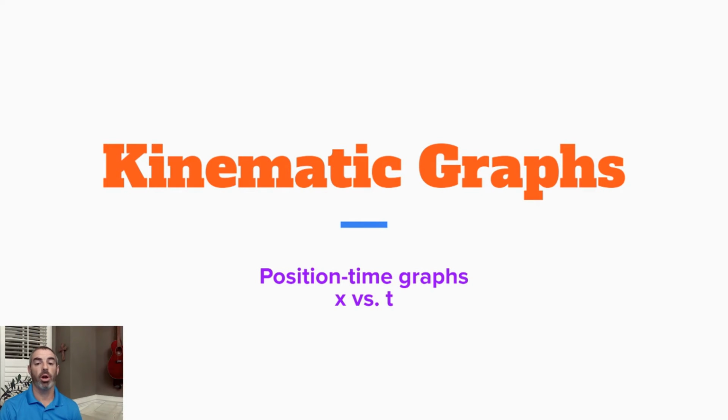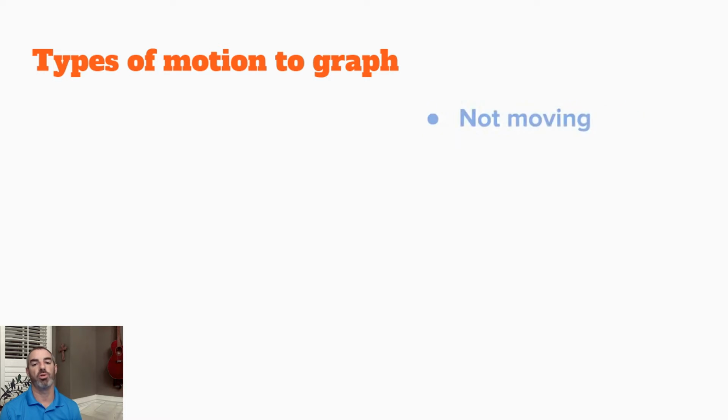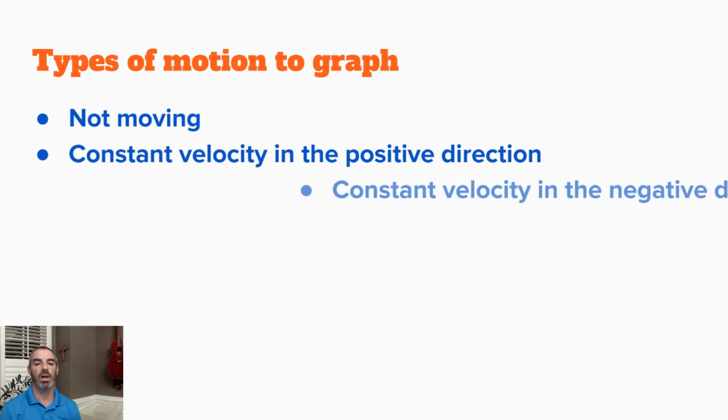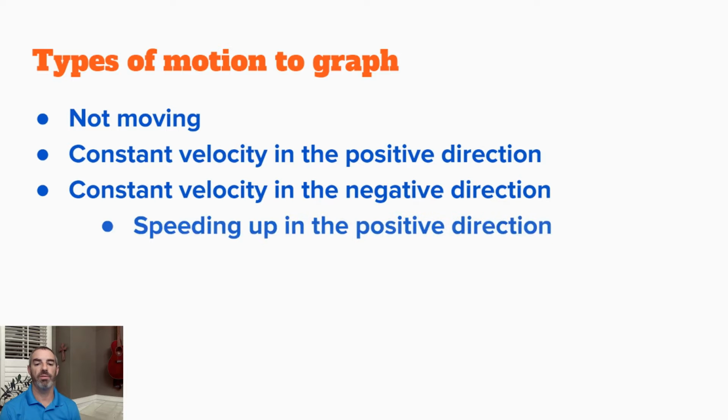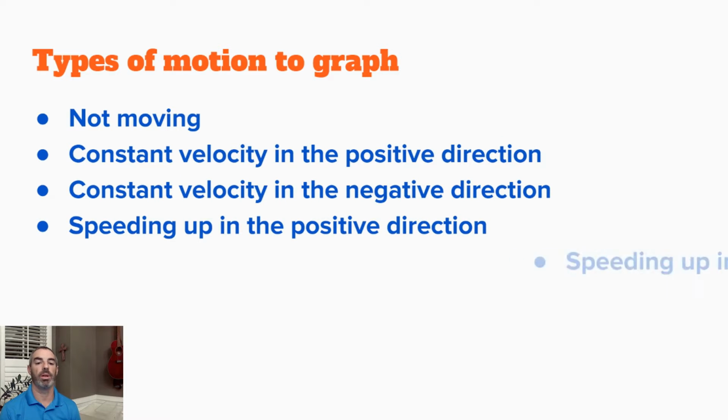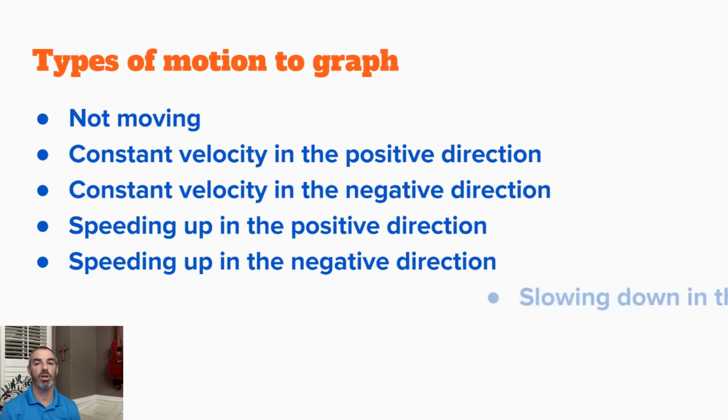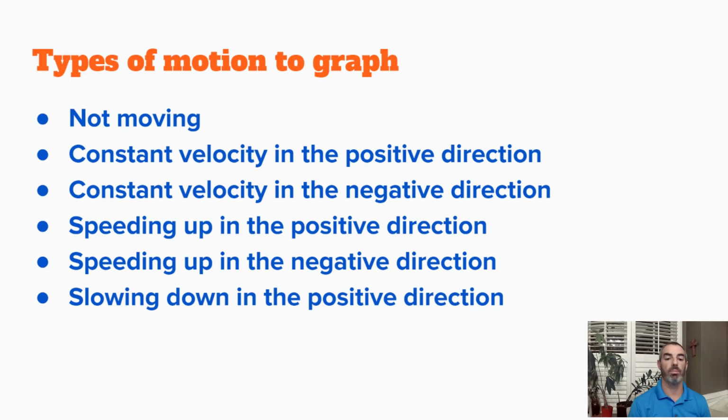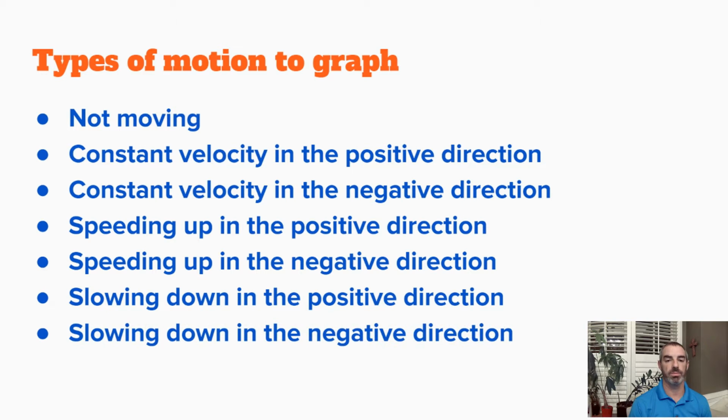Today we're going to discuss drawing kinematic graphs. Specifically in this video, we're going to talk about drawing position time graphs, or X versus T graphs. So the first thing that you need to know that's important is the types of motion that we're going to graph. First, we can graph not moving, constant velocity in both the positive and negative direction, speeding up in the positive direction or negative direction, and slowing down in the positive and negative directions.